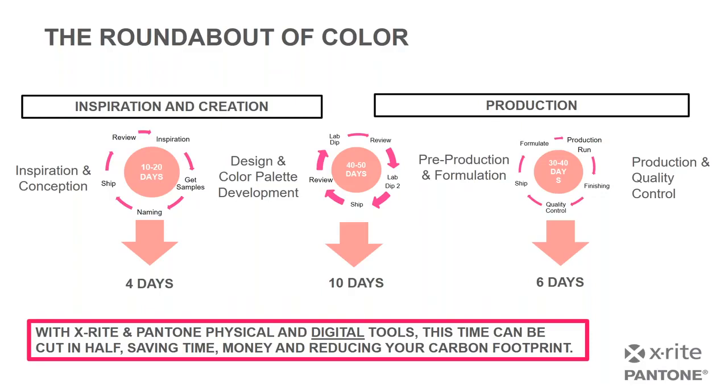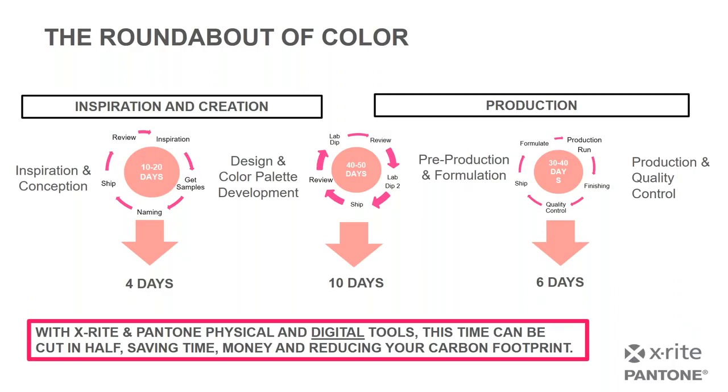So, in inspiration and conception stage, you get inspired, you get samples, you name, you ship, you review, you start again trying to get to the right one. That can take 10 to 20 days. We think with a good system, you can get that down to 4. And the design color palette development, you've got the lab dip review, lab dip shipping review over again. It can take over a month easily. We think we can get that down in 10 days.